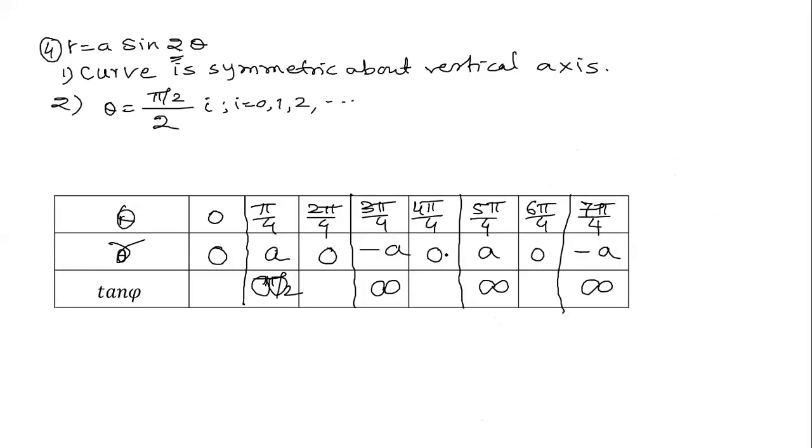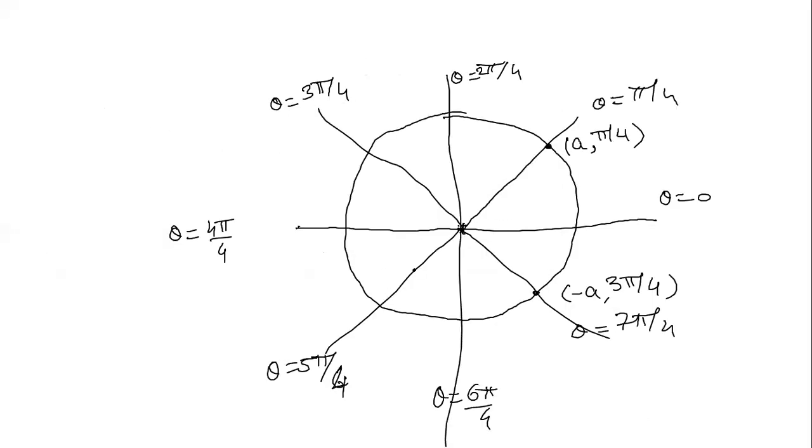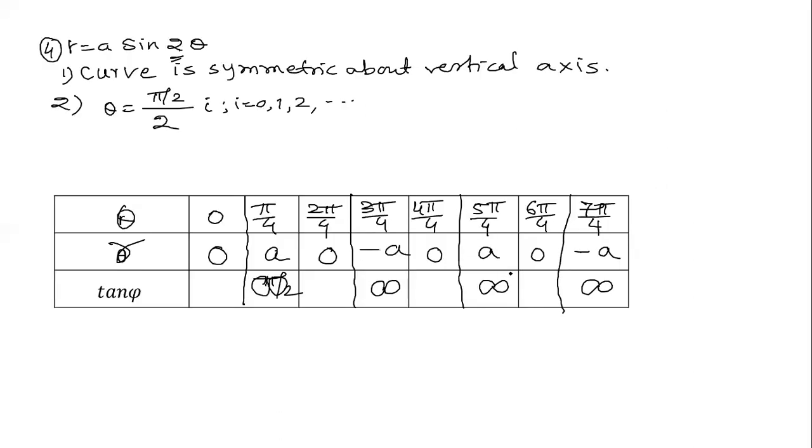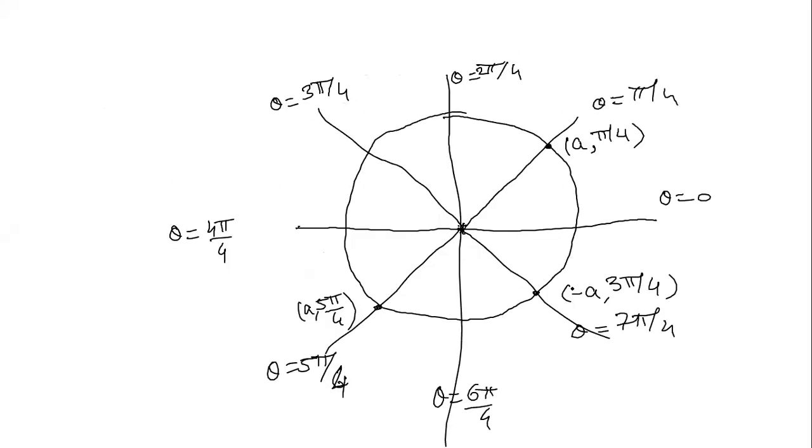After that, theta equal to 5 pi by 4, r equal to a. And finally, theta 7 pi by 4, r equal to minus a. So in opposite direction. This is minus a and 7 pi by 4.